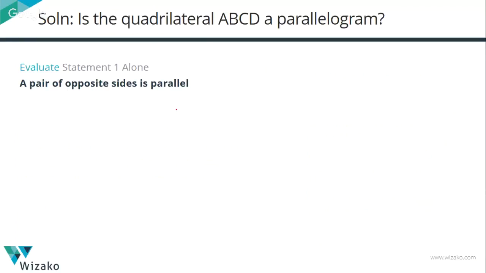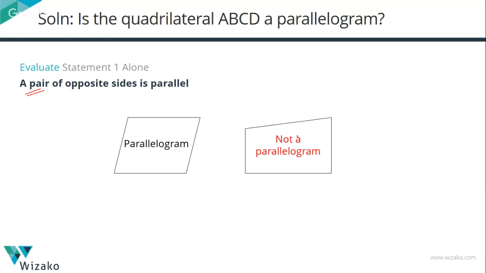Properties of parallelogram, I said opposite sides are parallel. But hold on, the statement has some catch to it. It's saying a pair of opposite sides is parallel. We do not know whether both pairs of opposite sides are parallel. That's a catch to this. So it could be a parallelogram, very well, yes, possibility. But it need not be a parallelogram also.